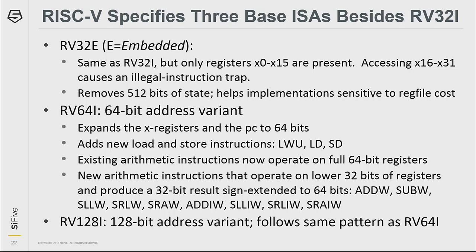RV64I, on the other hand, expands the integer registers to become 64 bits wide to support 64-bit addressing. So this is the target of systems that want to have more than a few gigabytes of RAM or want large I/O spaces. Aside from expanding the integer registers, it's very similar to RV32I. All those arithmetic instructions I talked about before now operate on the whole register width, so add immediate increments the entire 64-bit value.